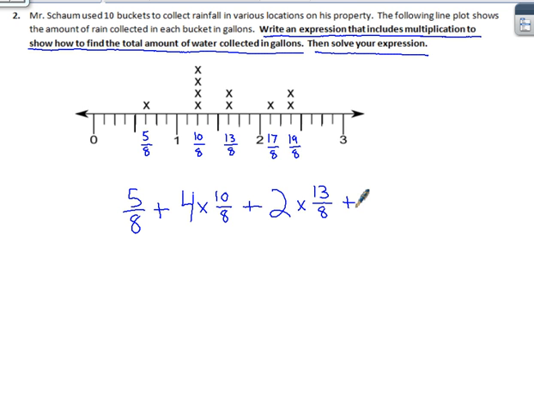We're going to add on some more. Now we're at 17/8. So let's add one thing of 17/8. Keep going. We have 2 copies of 19/8. 2 times 19/8. There is an expression because it doesn't have an equal sign, so it doesn't become an equation yet. But they're asking us to solve our expression. In order to solve our expression, we must make an equation. So here's our expression, and here's our equation.